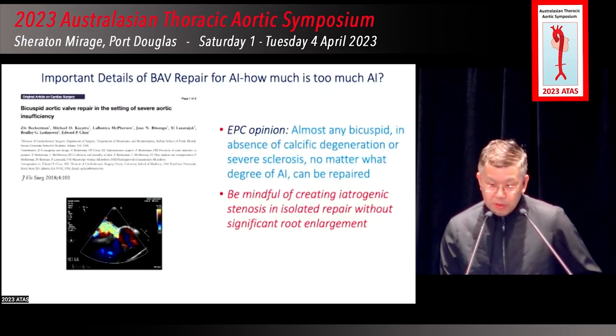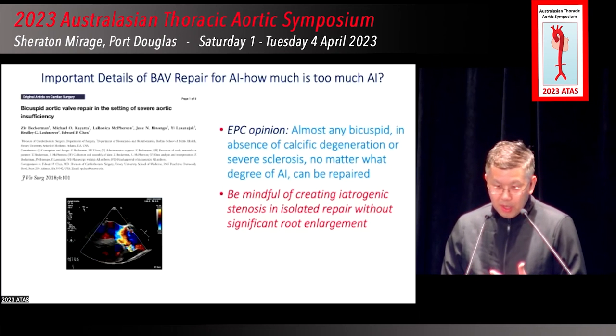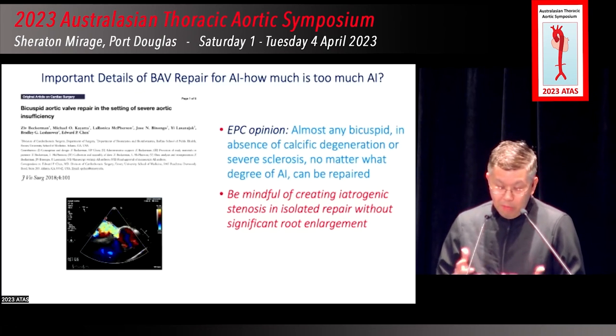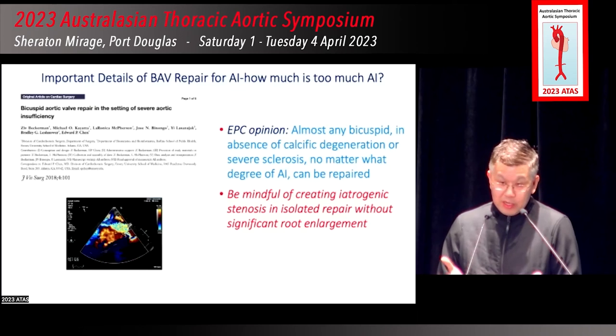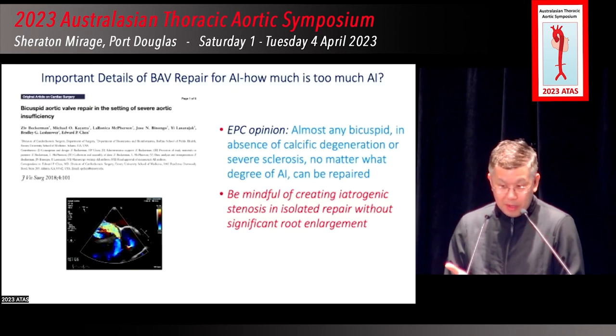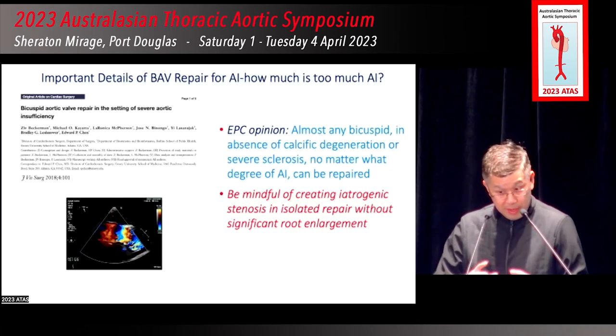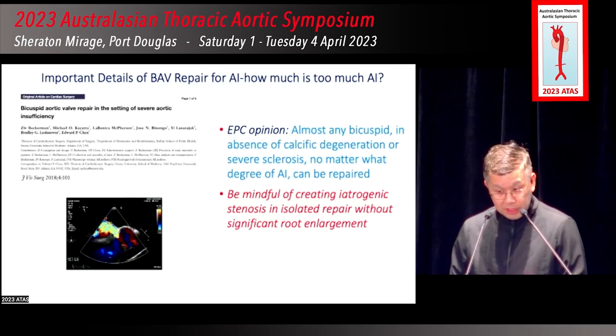But how much AI is too much AI? I think we looked at this in our group and ultimately concluded that almost any bicuspid valve, in the absence of any calcified degeneration of the cusp or sclerosis, can be repaired, no matter how severe. But you have to be mindful of creating iatrogenic stenosis by narrowing the annulus too much without significant root enlargement.